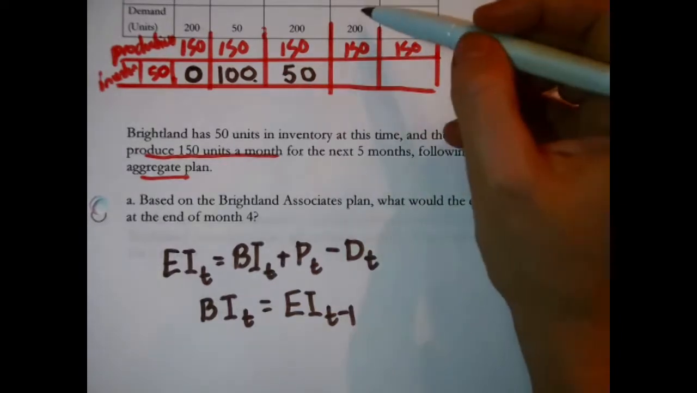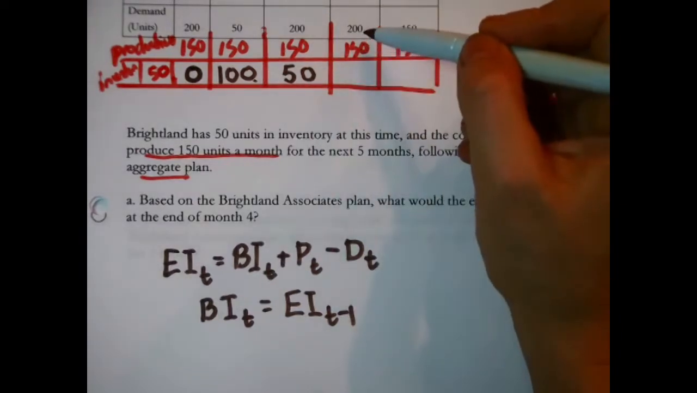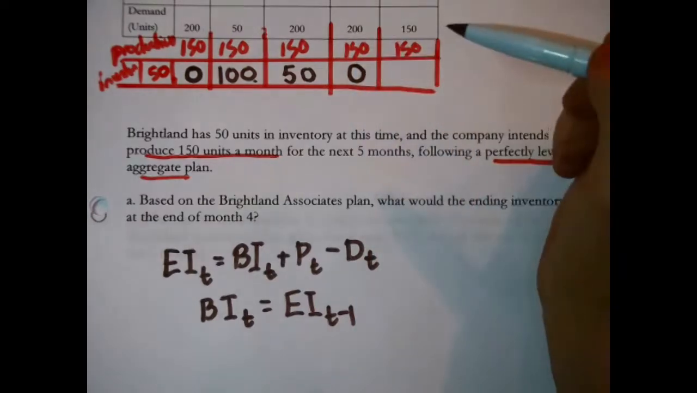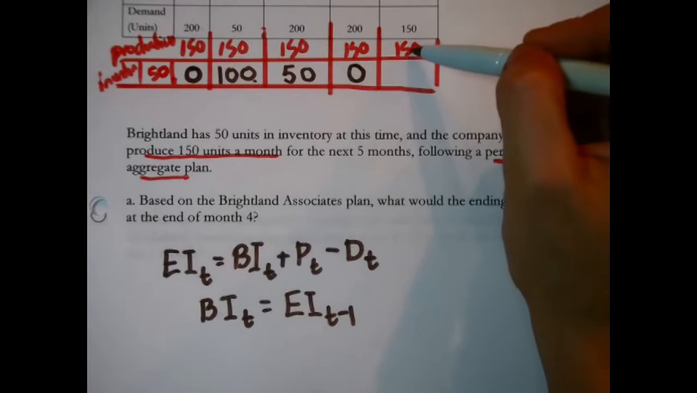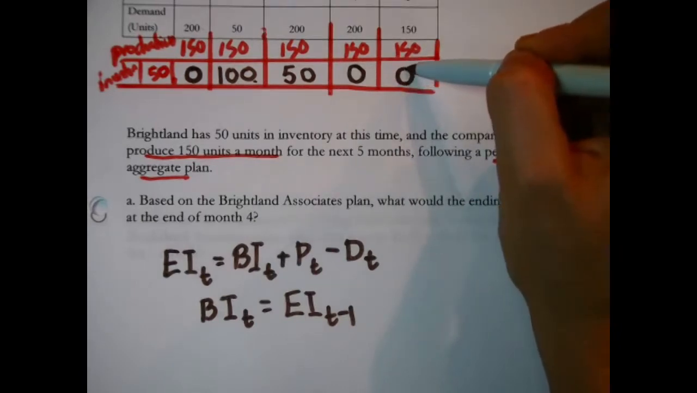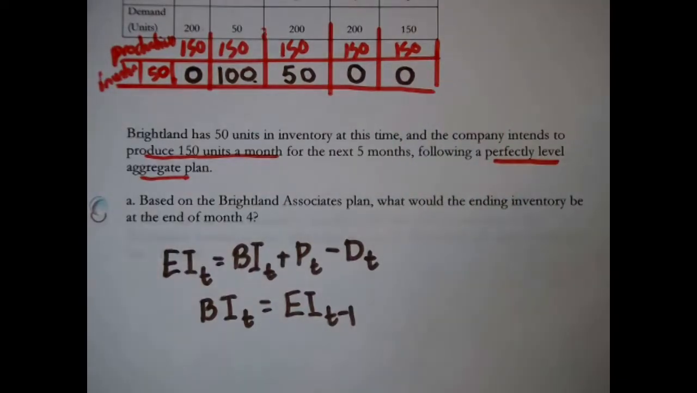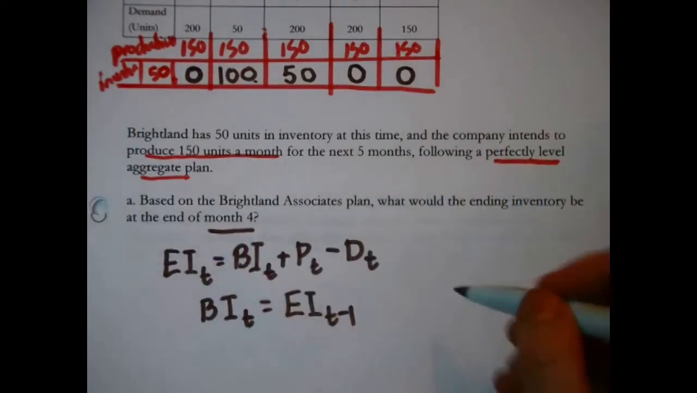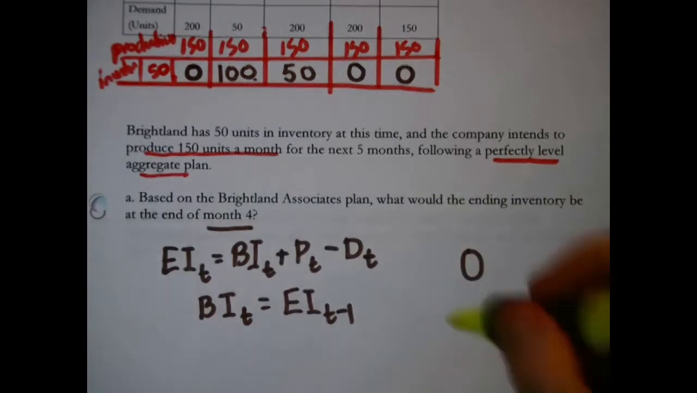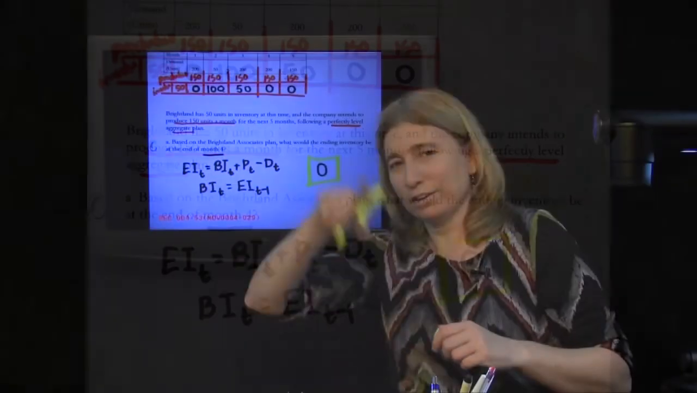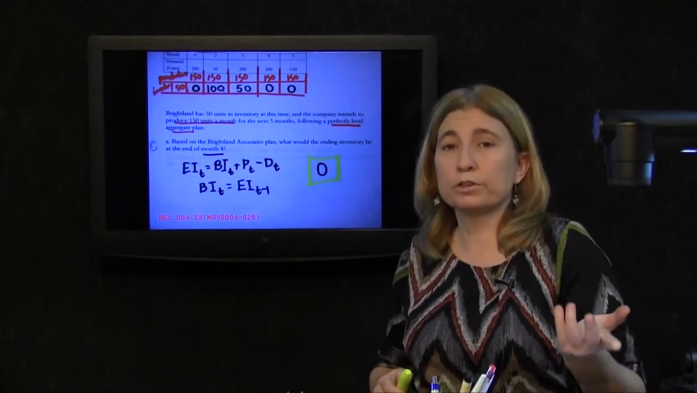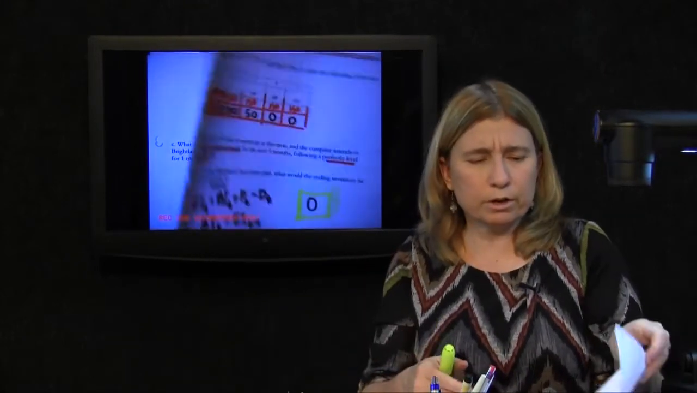In the case of month 4, 50 plus 150 minus 200. Month 4, we're going to end with nothing again. And then in the case of month 5, 0 plus 150 minus 150, we're going to have nothing in inventory again. Now this problem was asking for month 4, so the answer to the problem is 0. There will be nothing. That's my answer right there, the circle that I drew, 0. There'll be nothing in inventory at the end of month 4. We determined that. All right, now what else do they want to know about this plan?